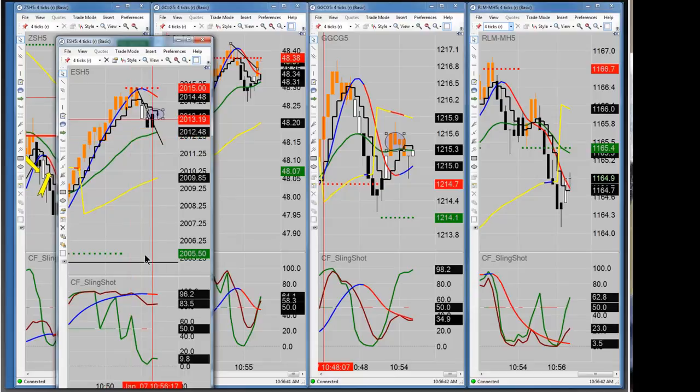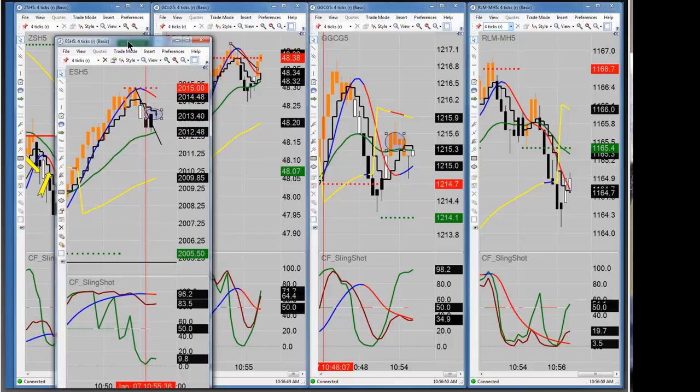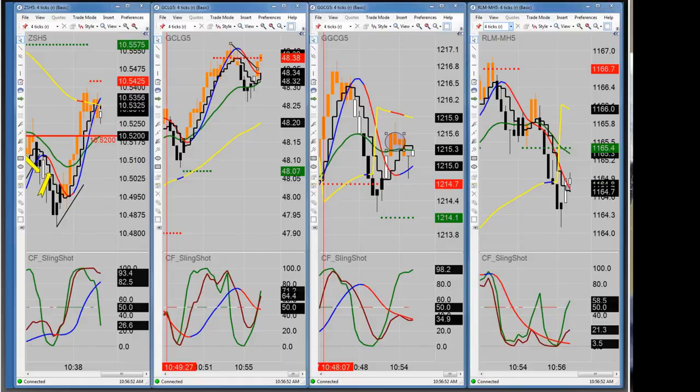See how it didn't hit the BBC and the cycle is the wrong color? But we closed above that trend line. So that's a long trade right there on the ES. Okay. I don't have a DOM open, so I can't show you that. I don't have an ES DOM open, I mean.